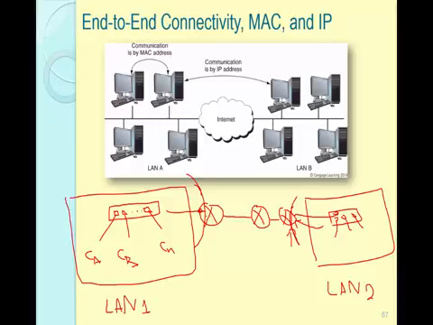So the router is partly in this LAN. I say partly because you see this other portion here belongs to this other network. So this is an independent network. This is an independent network.